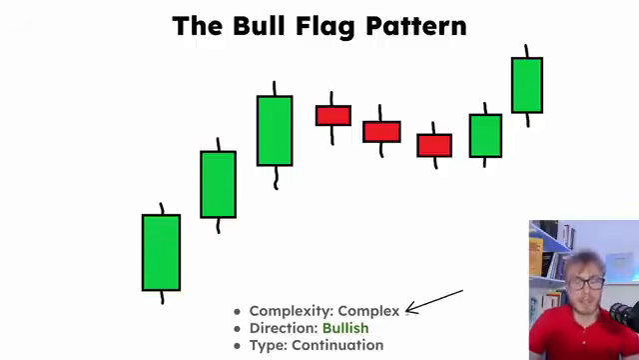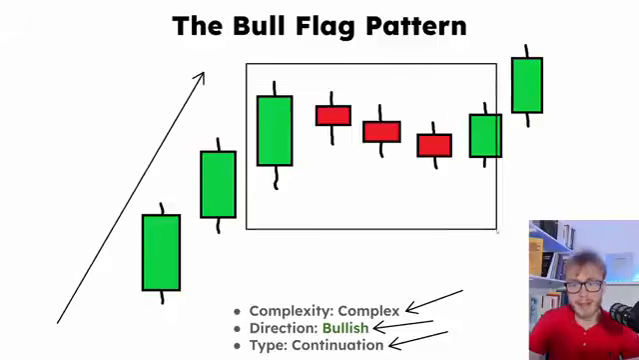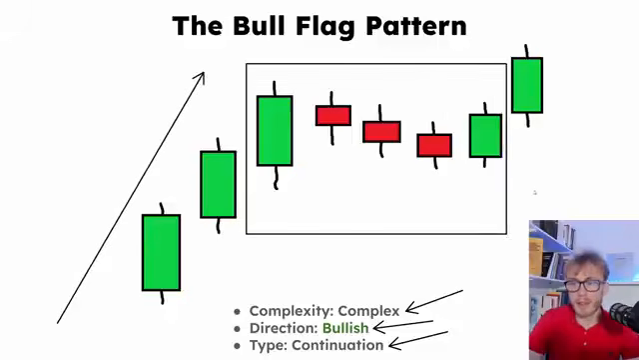But first of all, this right here is a complex pattern because it consists of multiple candlesticks. The direction here, as you can hear in the name, is bullish, and the type here is continuation. So before the pattern appears, we need to see an uptrend, then the actual pattern appears, and the goal of this pattern is to continue the price towards the upside.